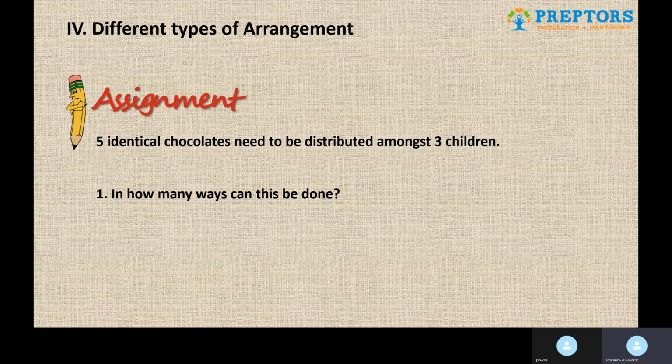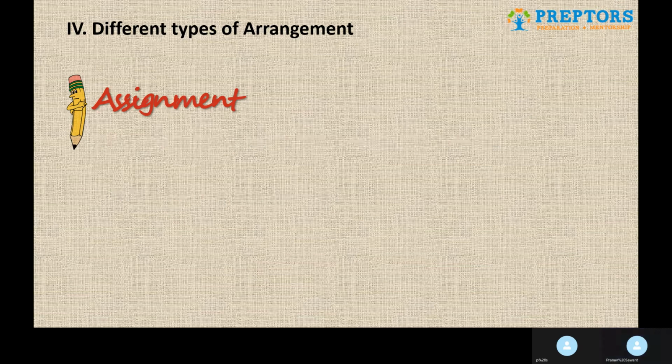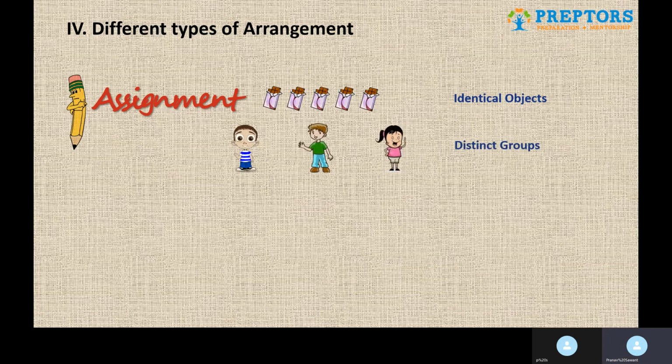So let's start with this question. Five identical chocolates need to be distributed among three children. In how many ways can this be done? Now in this question, we have to distribute five identical chocolates to three children.